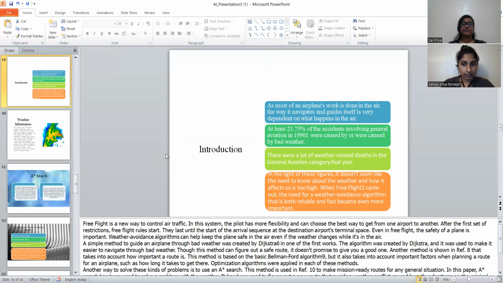Because an airplane does the majority of its work in the air, how it navigates and leads itself is highly reliant on what happens in the air. In 1901, bad weather caused at least 21% of all general aviation accidents. Based on the statistics, there is clearly a pressing need to understand the weather and how it impacts us. With the release of free flight, the necessity for a weather avoidance algorithm that is both reliable and speedy became more pressing. Next one.